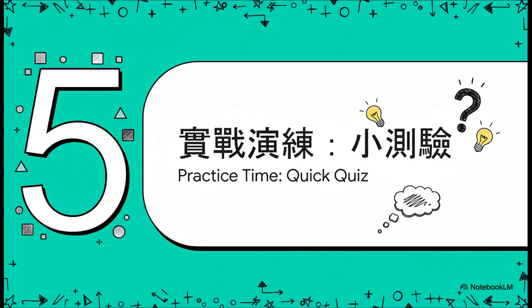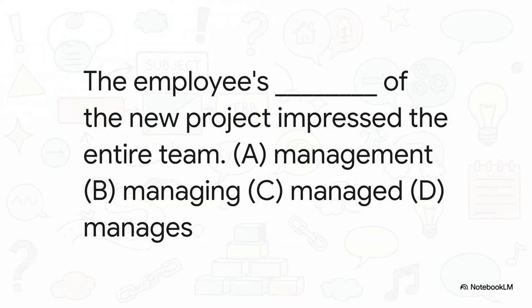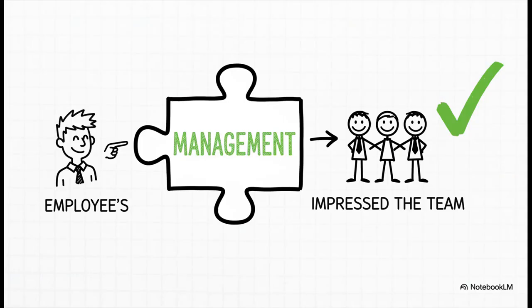You ready for this? Okay, first one. The employee's blank of the new project impressed the entire team. What word fits in that blank? Is it A, management, B, managing, C, managed, or D, manages? Take a second to think about it. And the answer is A, management. Why? Because we need a noun, a thing, to be the subject that did the impressing. Great job if you got that right.